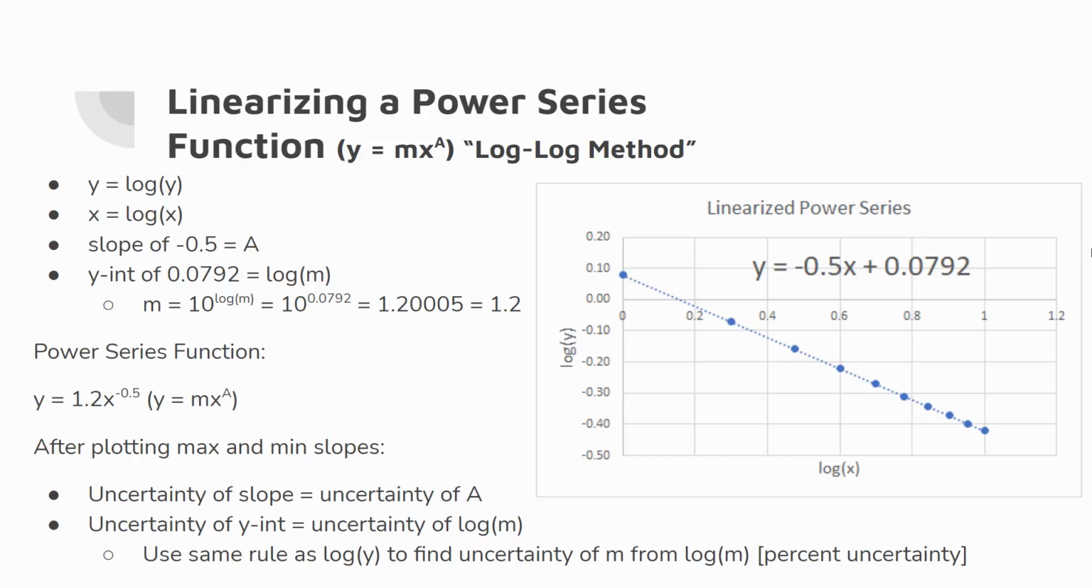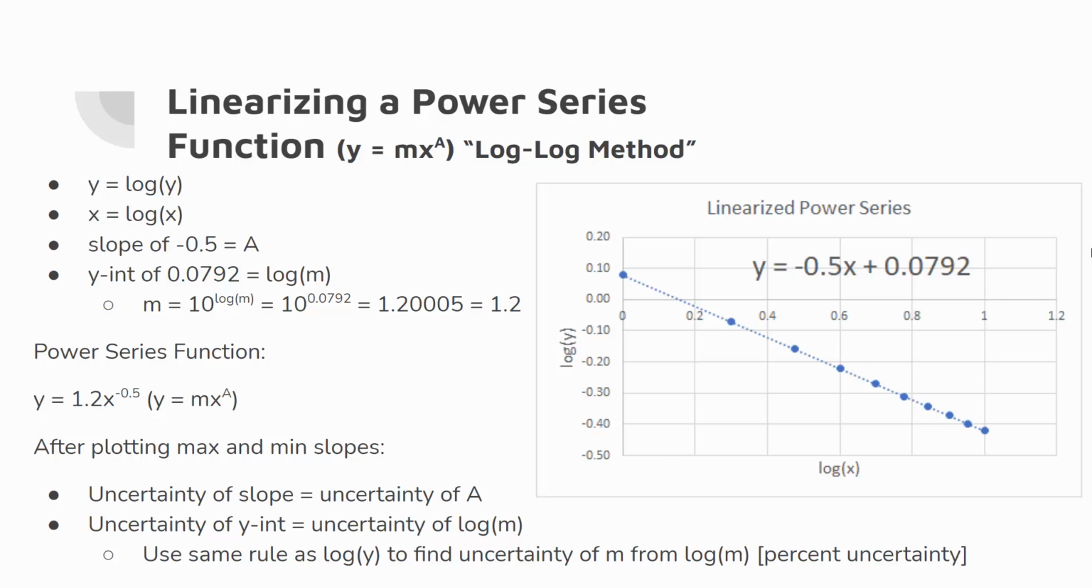And the y-intercept of 0.0792 is the log of the m parameter. That is what x to the a is being multiplied by. We don't really want the log of m. We want m, because we want to be able to include that in our equation, and we want to know the uncertainty of m. So the way we can go from knowing what the log of m is to knowing what m is is by doing kind of the reverse function.